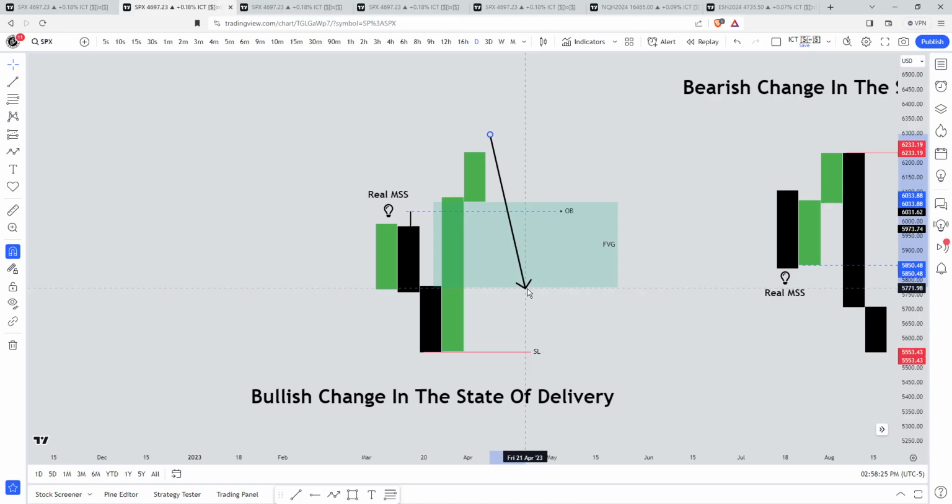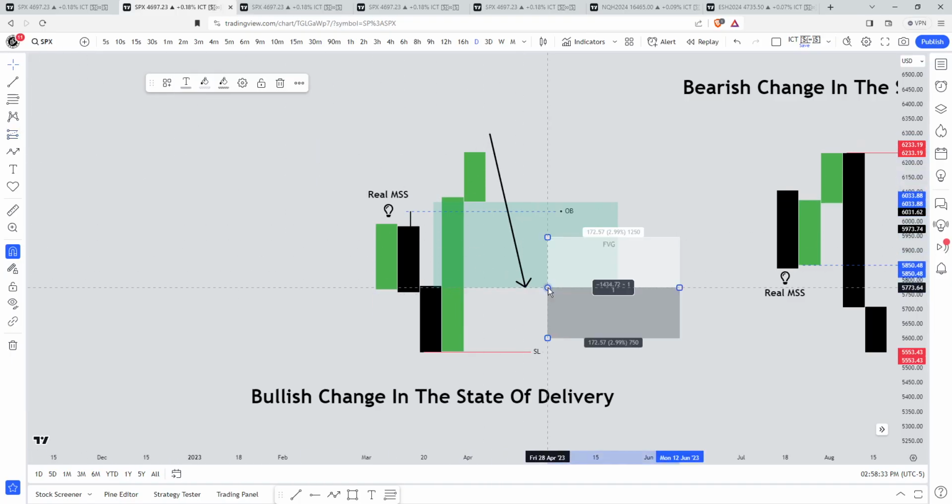Ideally, you don't want to have your entry all the way at the fair value gap low, though it can retrace back down to there and you can get a high RR trade. You don't really want to see it. When I'm looking at a bullish change in the state of delivery, I don't want to see it always completely refill the fair value gap. And the reason is because it shows weakness to me.